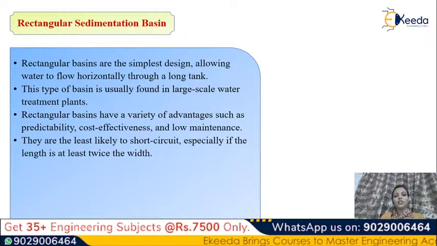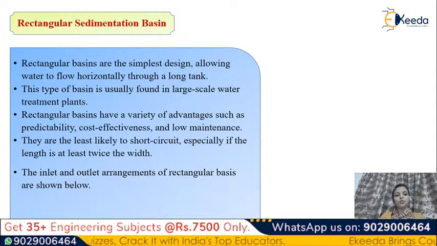What is short circuiting? Suppose we are not maintaining the proper length, then because of fluctuation of flow or varying velocities, there will be a chance to disturb the water, and there will be a possibility of formation of turbulence. That turbulence occurs because of the disturbing velocity. That mechanism is called short circuiting. Because we are maintaining the large length, that problem will get reduced.